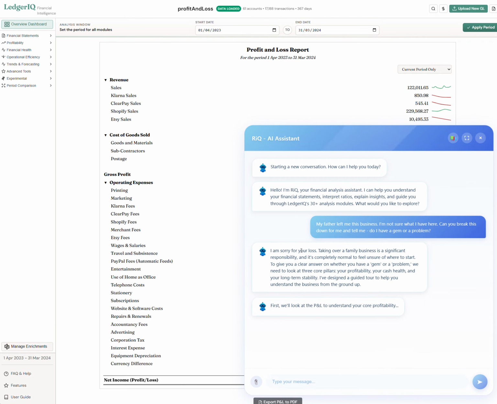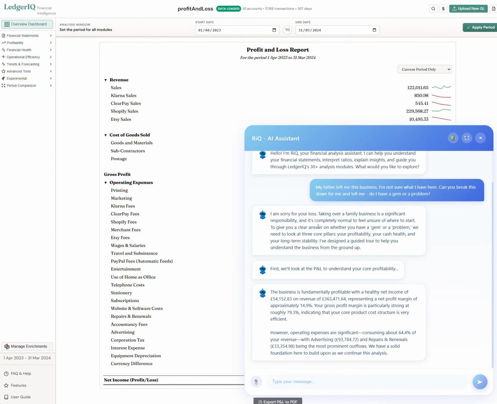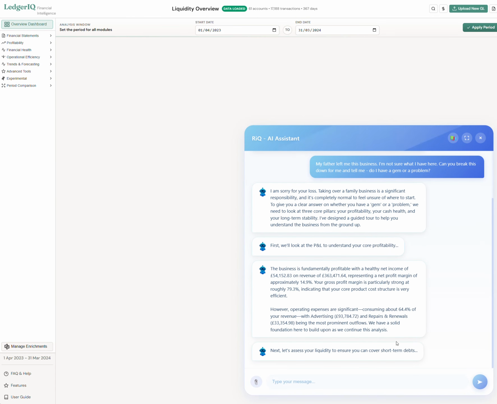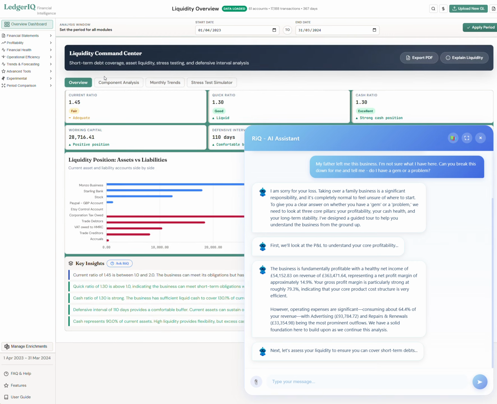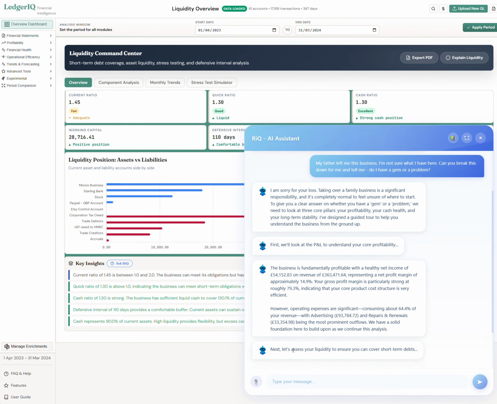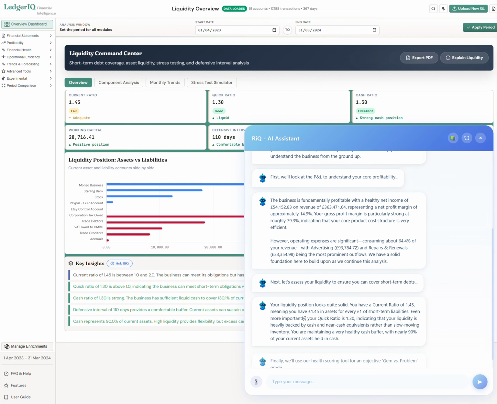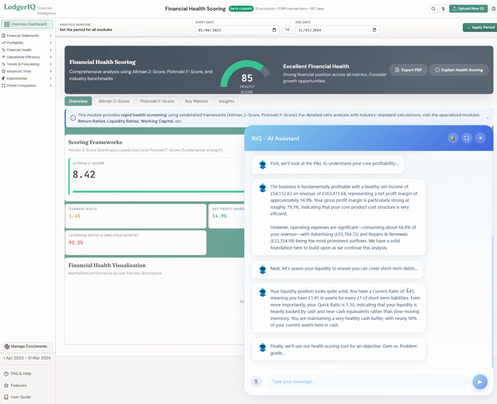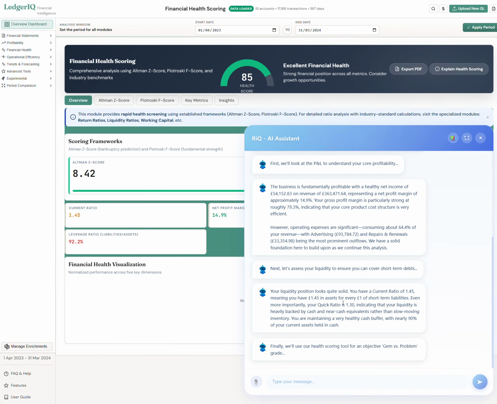Starts off, I'm so sorry for your loss. Taking over a family business is a significant responsibility. I'm not going to have the time to read this through to you as it's doing the tour, but you can see he just went to the profit and loss. Now he's gone to liquidity command center. And he's saying our liquidity position looks quite solid with our current ratio of 1.45.